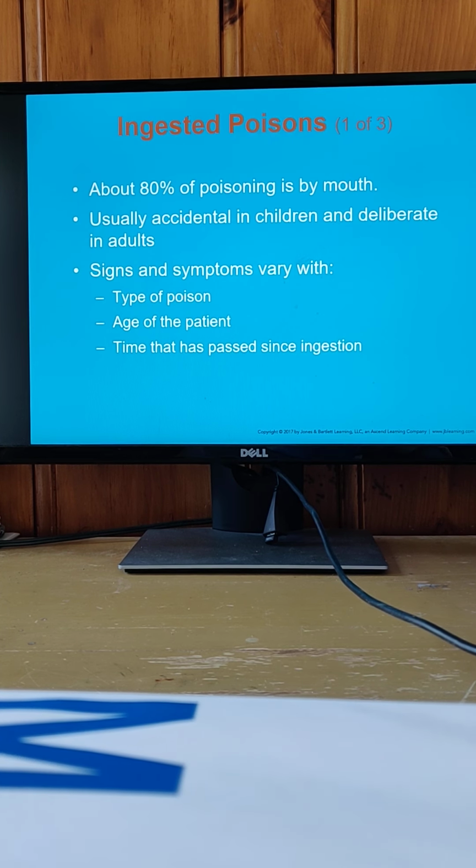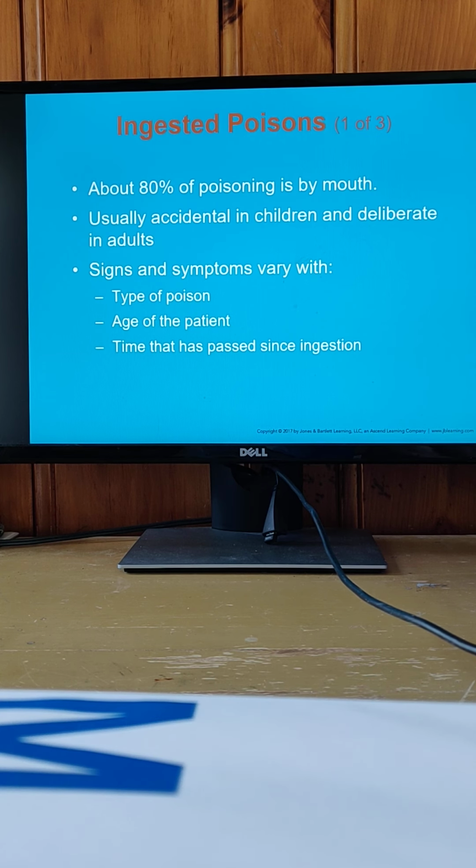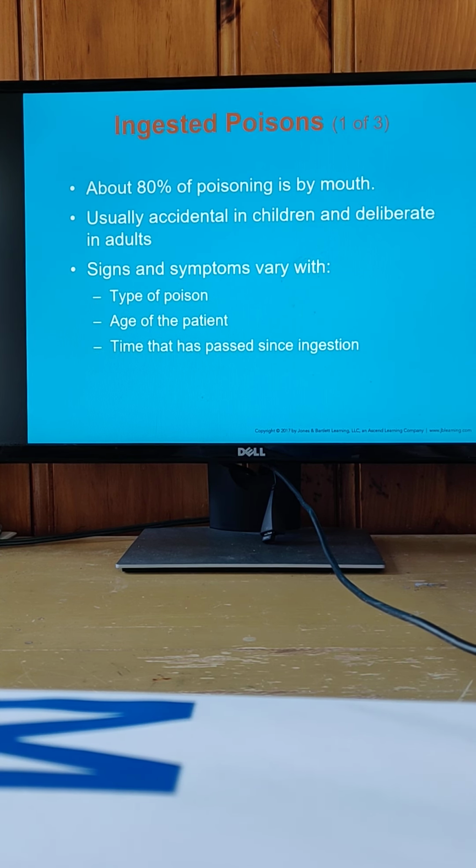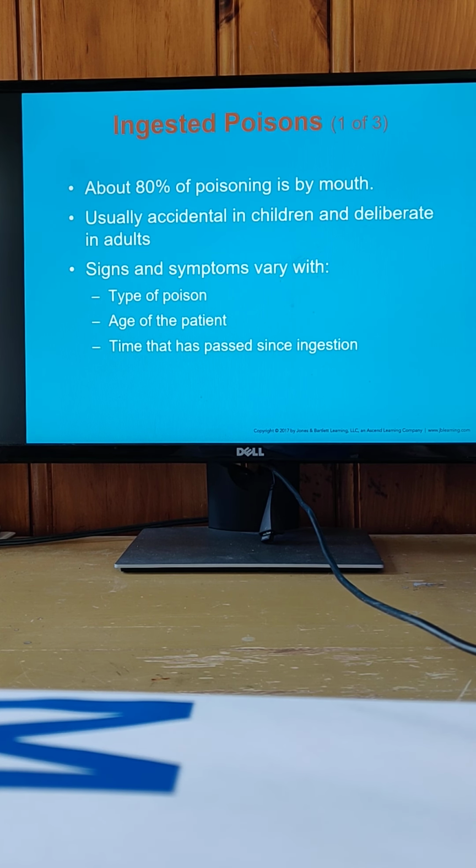Ingested poisons. About 80% of poisonings are by mouth, usually accidental in children or deliberate in adults. In the 1960s or 70s, I believe, childhood poisons were much, much higher than they are now, until they came out with the child-proof caps on prescription drug containers or cleaning chemicals now.